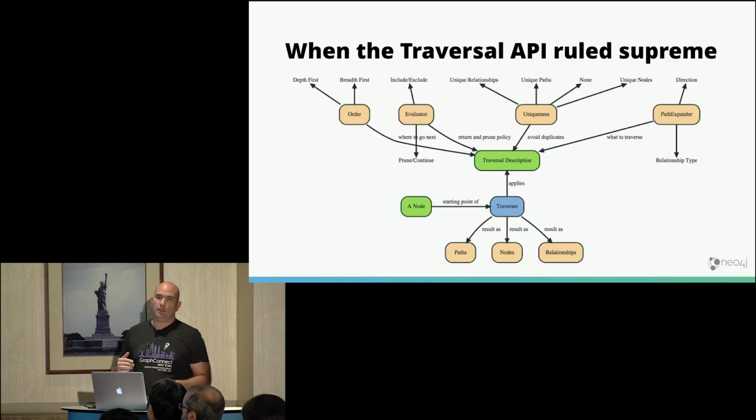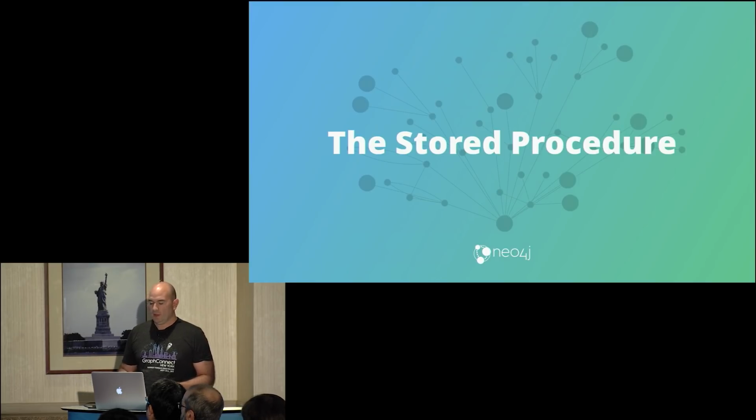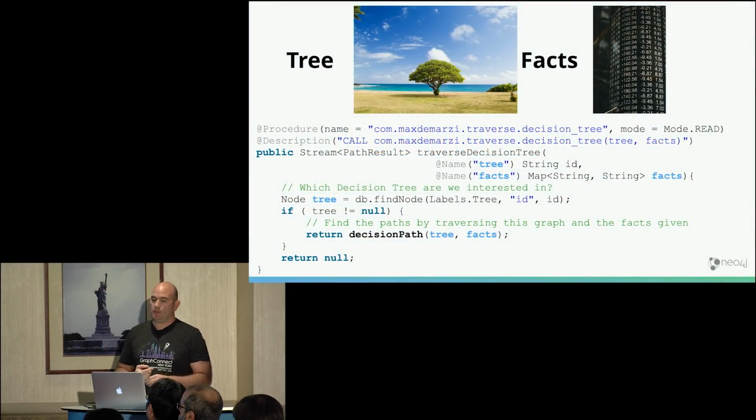So if you need to build a traversal, you have to build these four things. If you want to learn more, there's a blog post on this, Flight Search for Neo4j Traversal API, that explains how to build a complicated one to do flights. There's also documentation, so go ahead and read up on that. Now, I'm going to build a stored procedure, because what I'm trying to do, I can't do with Cypher. So this procedure is going to take two things. It's going to take the tree that I care about, because obviously our graph can have many trees, many decisions to be made.